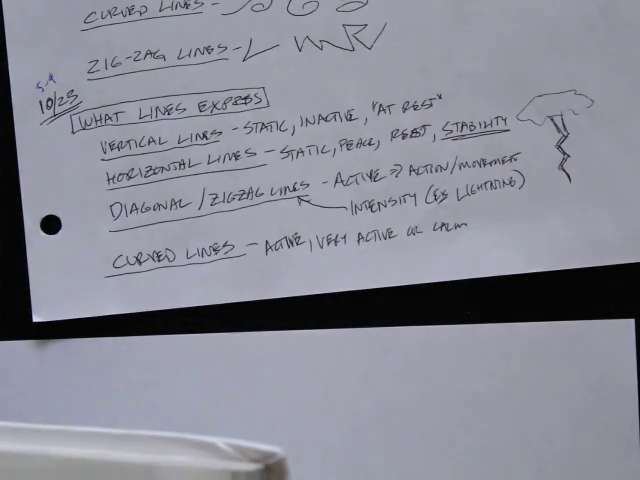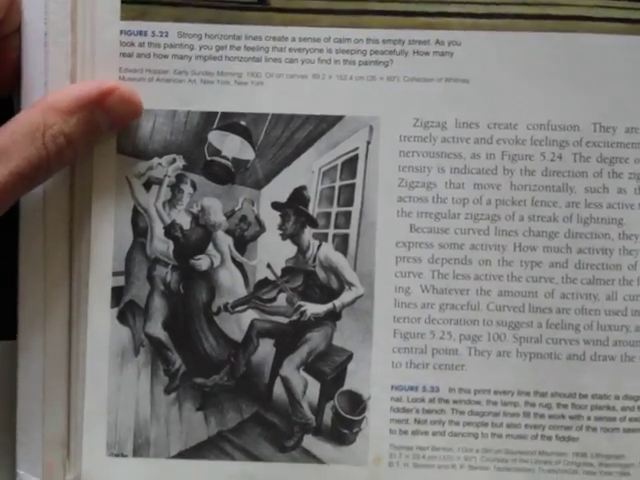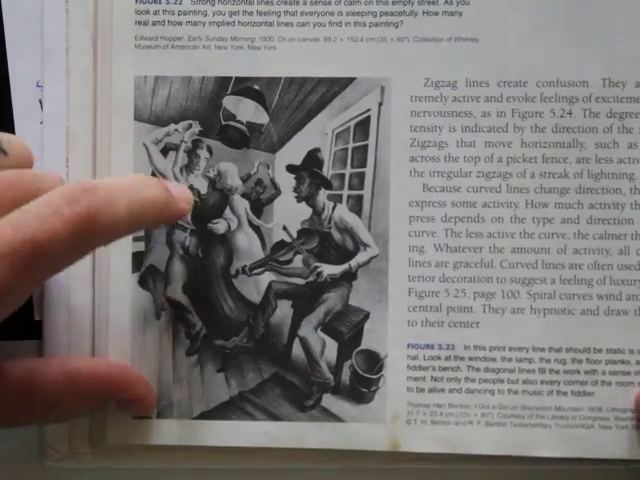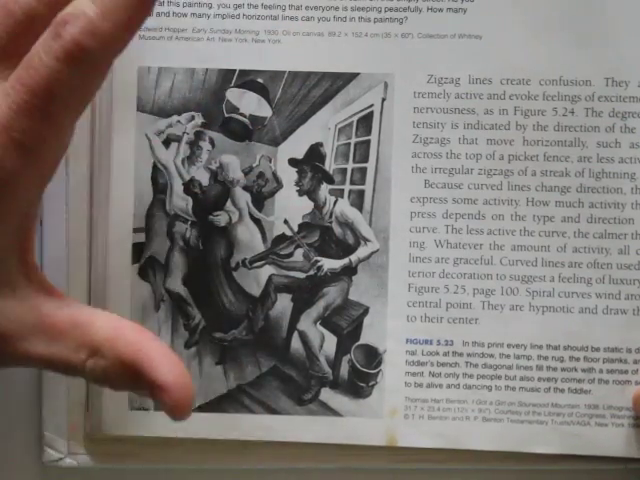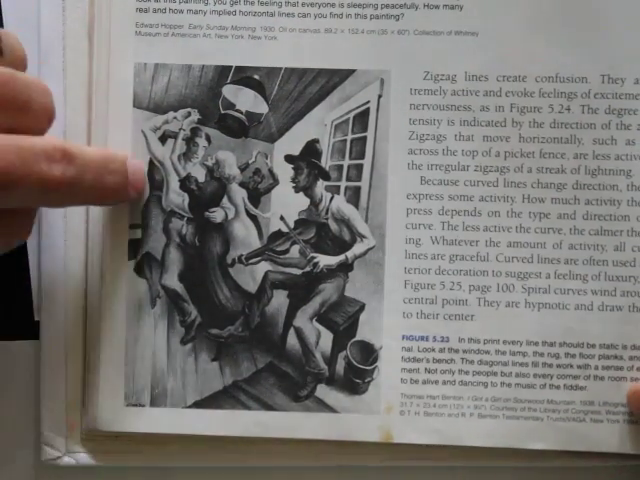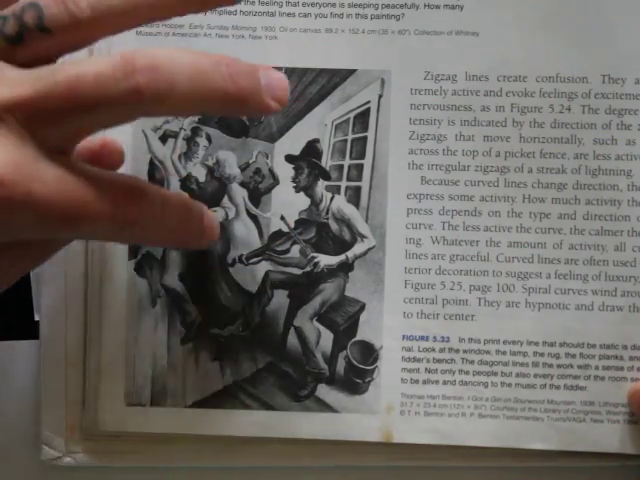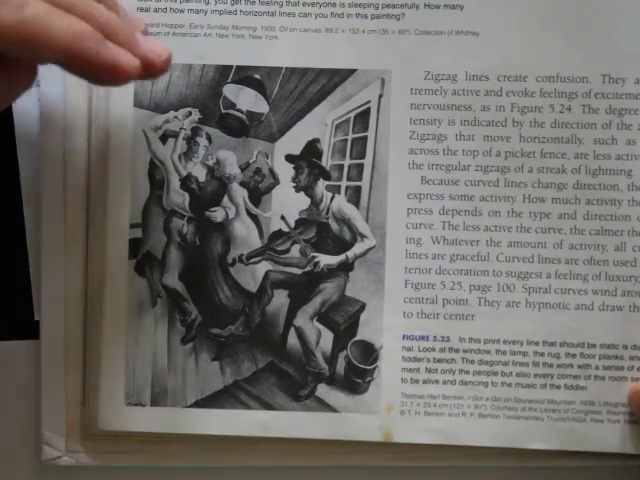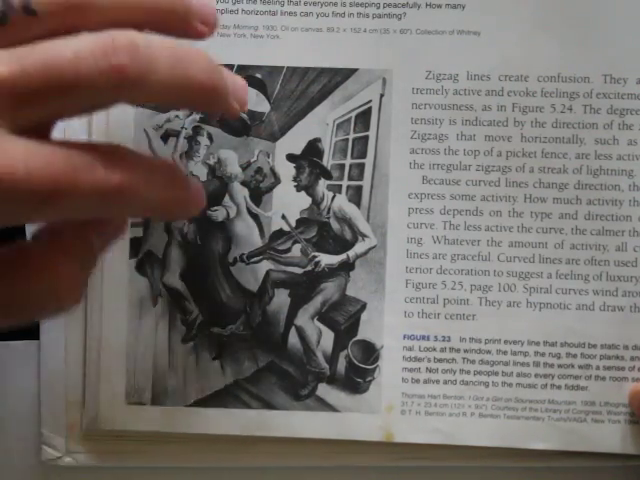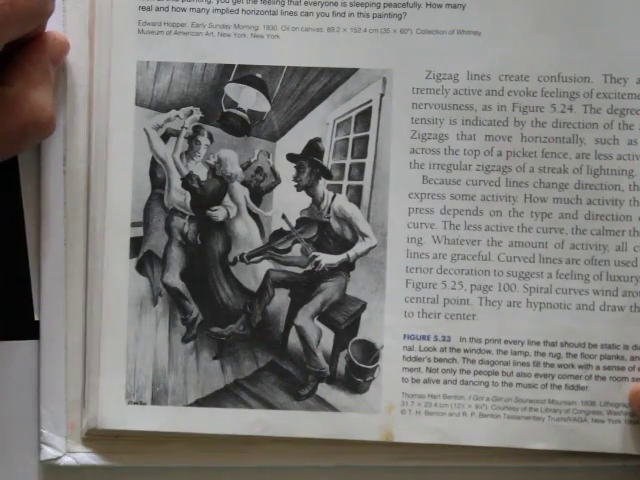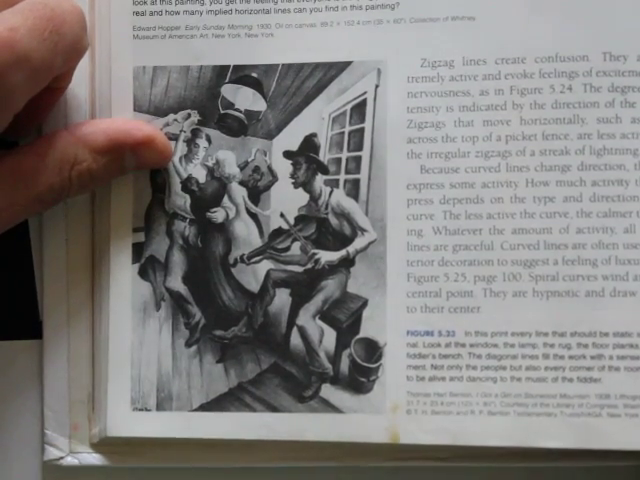Now, if you want to see some curved lines that are active or very active, you look on page 98, and you can see that happening in this picture. This also has diagonal lines, which help make everything feel kind of crazy. And then there's all kinds of curved lines on these people. They're moving around, they're dancing. You can see lots of action going on there. The curved lines, the lantern tilted sideways, all of those things work together to show lots of action and movement here in this drawing.